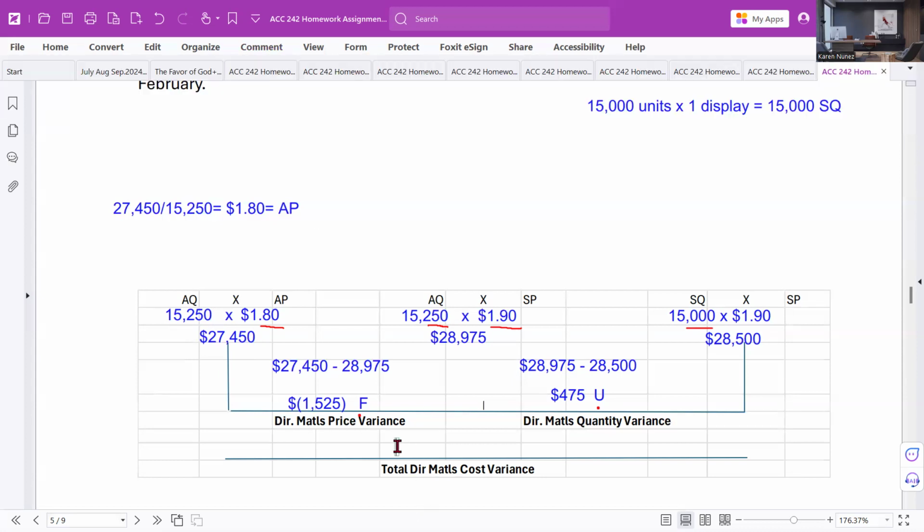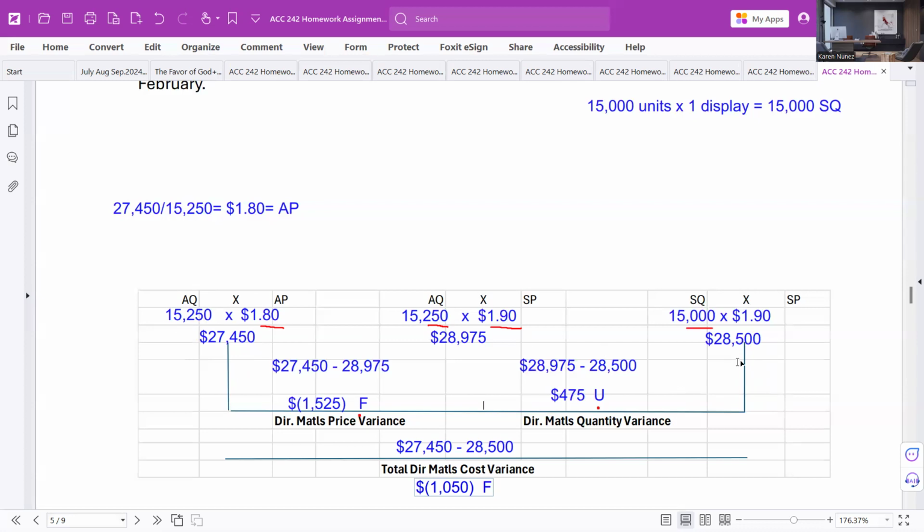So again, what we need here is 27,450 minus 28,500, the direct materials cost variance, which is a negative number, 1,050. And it is a favorable variance because they spent less on the displays than the standard allows for. 27,450 versus the 28,500. Spent less on those displays, hence a favorable direct materials cost variance.